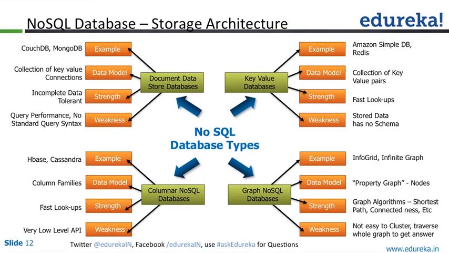Okay, so these are the 4 different types of systems that are available, or rather, the NoSQL landscape can be broken down into 4 different pieces.